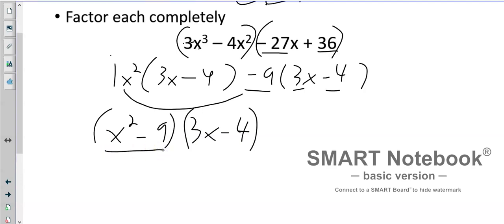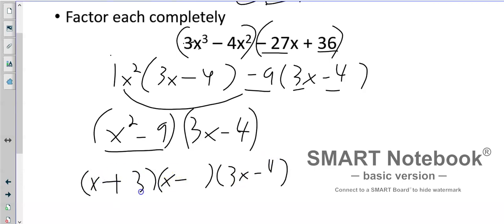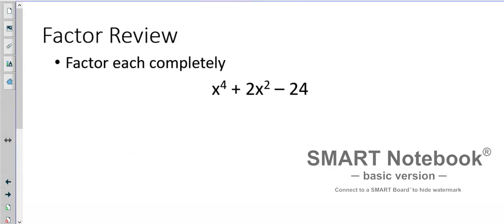This is a difference of two squares, which means it's the easiest factoring in algebra. We're going to break it down. 1 plus, 1 minus, square root of x squared, square root of 9. And now we are finished. Remember, hit pause if you need to. Go back if you need to.